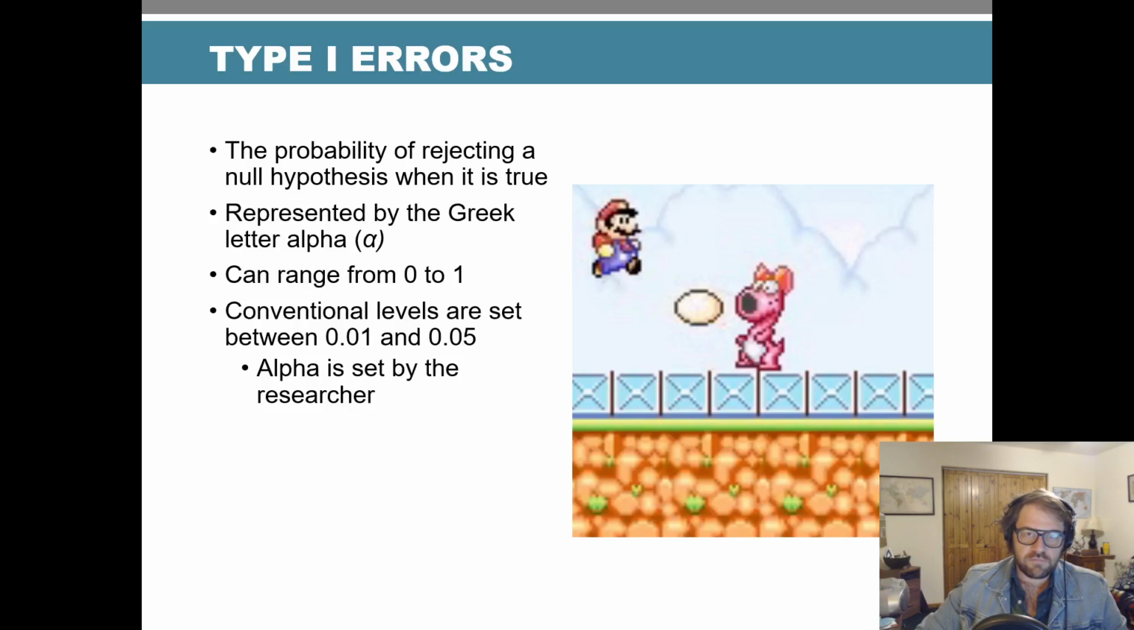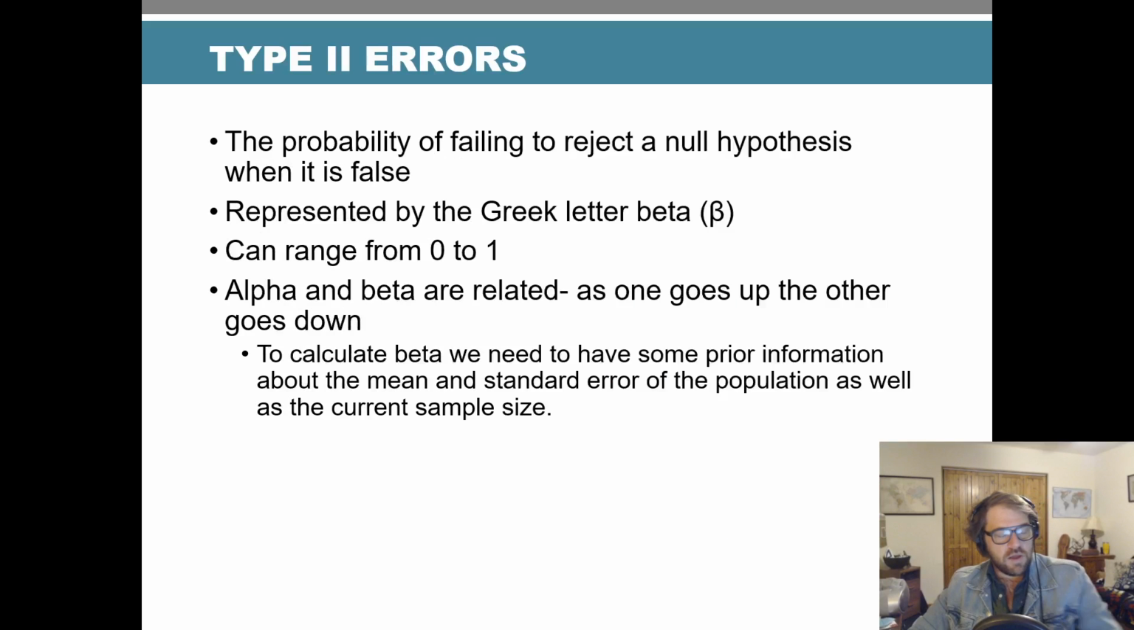It's arbitrary. Some people go to 0.01, which is a little more conservative. It's harder to obtain a value that's lower than 0.01, so it's more difficult to get a statistically significant result, which protects you against making a type 1 error. The alpha level is always set by the researcher, but usually we just go with convention of 0.05.